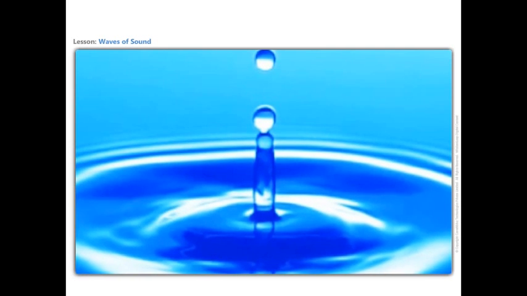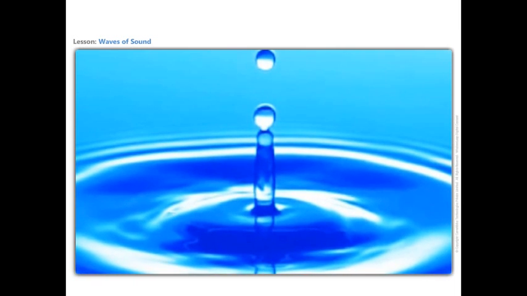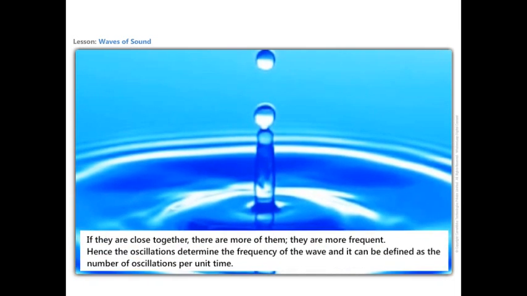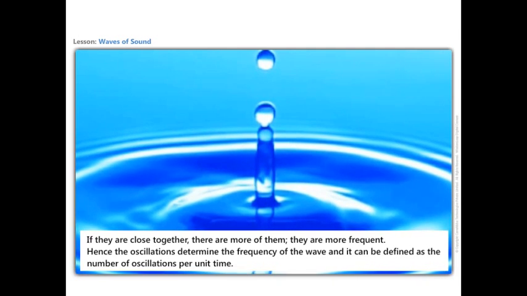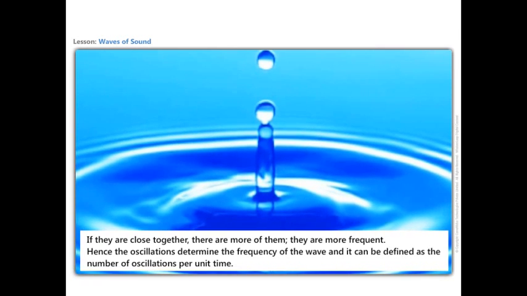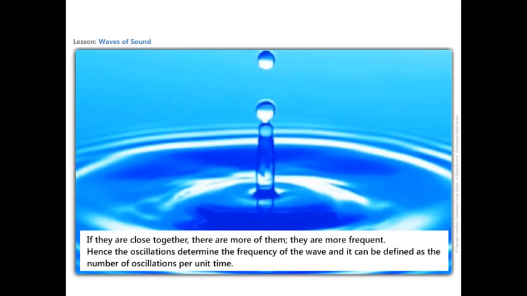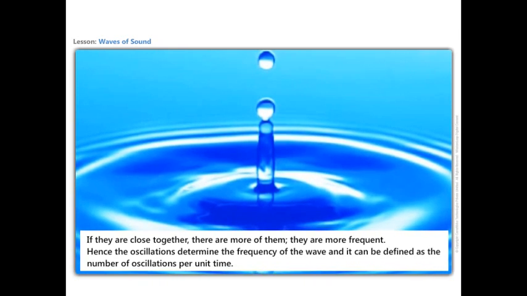For example, in a water wave there are oscillations set up. They can be close together or far apart. If they are close together, there are more of them. They are more frequent. Hence, the oscillations determine the frequency of the wave, and it can be defined as the number of oscillations per unit time. Frequency is represented by nu, and it is measured in hertz.